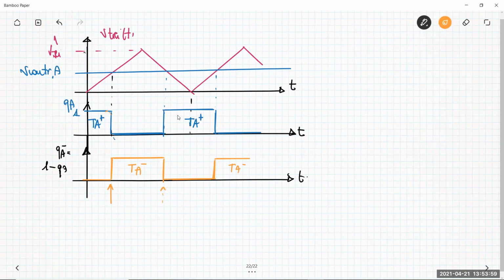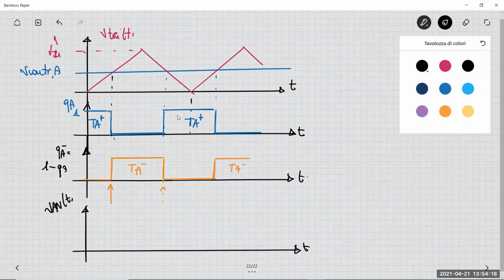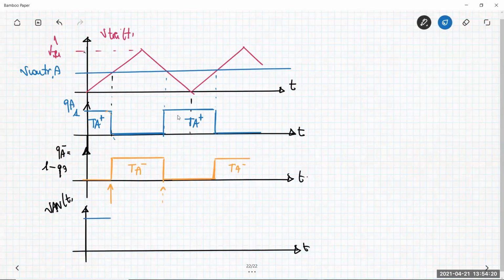Let me just consider how this is typically managed. In order to do this, I also need to write here the voltage VAN over T. VAN is VT when TA plus is on, so it is VT here, and it is 0 when TA minus is on. So it is something like this.